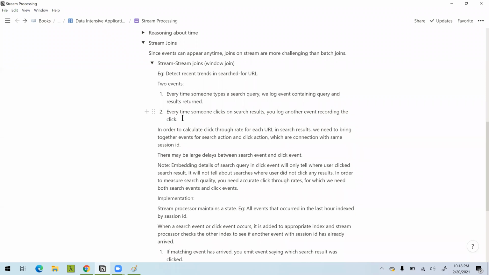Why can't we, when the user clicks on the search result, also log during the click that he performed the click on this search query? Then we know that for this search query, the user has clicked on this search result, right? So then we don't need to do any join.